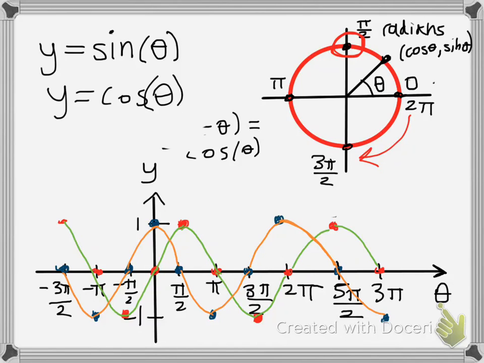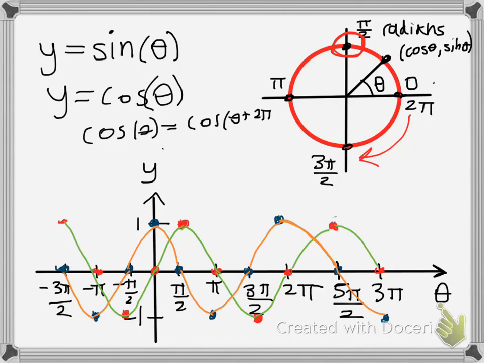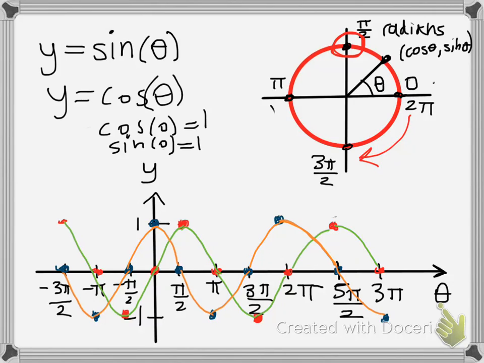So that's how the cosine graph and the sine graph are related. And we also know that cosine of theta equals cosine of theta plus 2 pi, just like with the sine. And two other things to remember are that cosine of 0 is equal to 1, and sine of 0 is equal to 0. So those are two things you should remember, and that's it for this video.